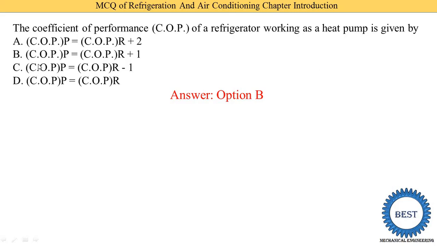The COP of a heat pump is equal to the COP of a refrigerator plus 1. Suppose the same temperature condition is given and the refrigerator is working on the same temperature limit, and the refrigerator COP is 4. Now this refrigerator is converted into a heat pump at the same temperatures. Then the COP of the heat pump is the refrigerator's plus 1, meaning the COP of the heat pump is equal to 5.